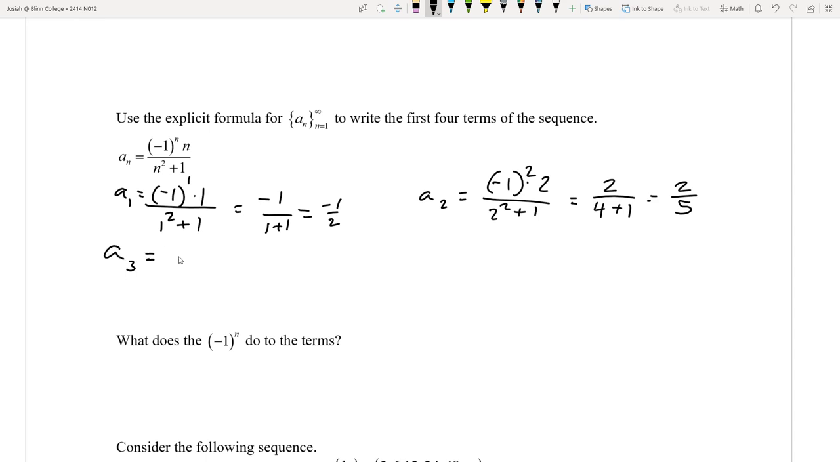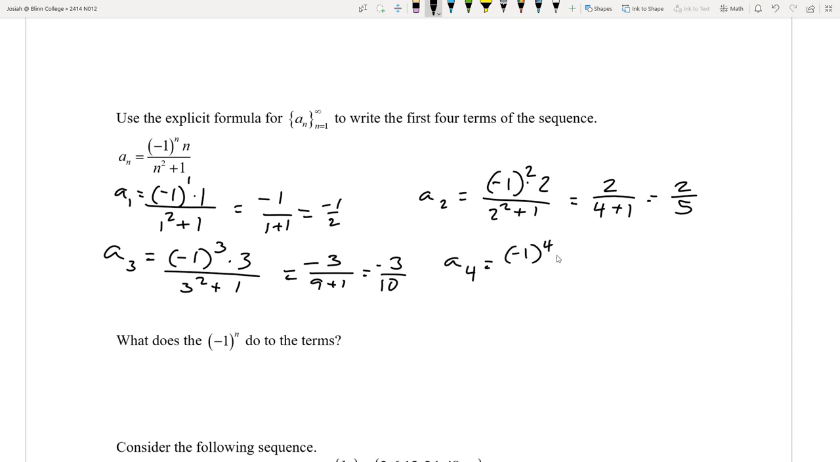A sub 3, we plug in 3. Negative 1 to the third times 3 over 3 squared plus 1. We get negative 3 over 9 plus 1. That's negative 3 tenths. And then a sub 4, negative 1 to the fourth times 4 over 4 squared plus 1. We get positive 1 times 4 over 16 plus 1. So we get 4 over 17. So our first 4 terms: negative 1/2, 2 fifths, negative 3 tenths, 4 over 17.